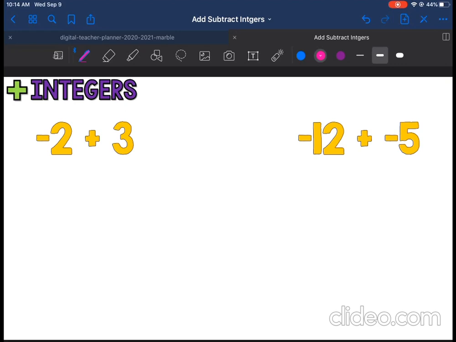Okay, so are these the same signs? Yes, negative 12 plus negative 5. They're both negative, right? So I'm just going to add them together. What's 12 plus 5? 17, and I'm going to keep the sign. What's my same sign? Positive or negative? Negative. So my answer is negative 17. What do we think?